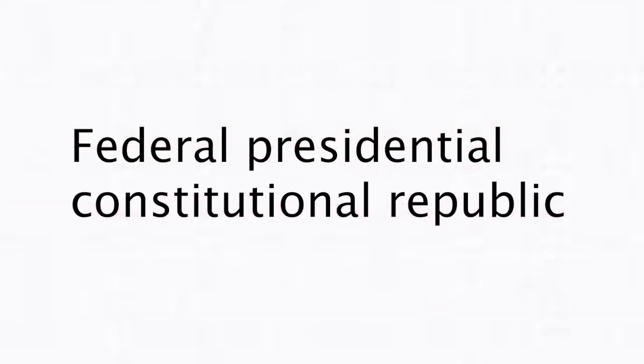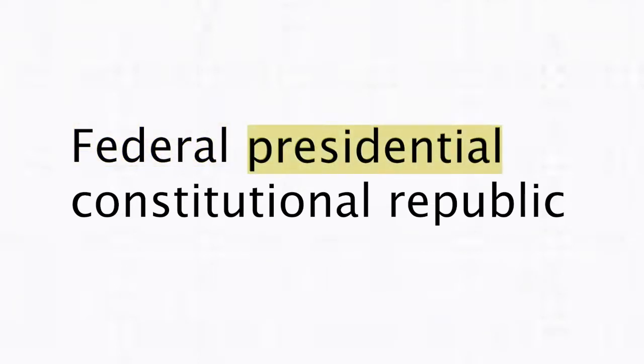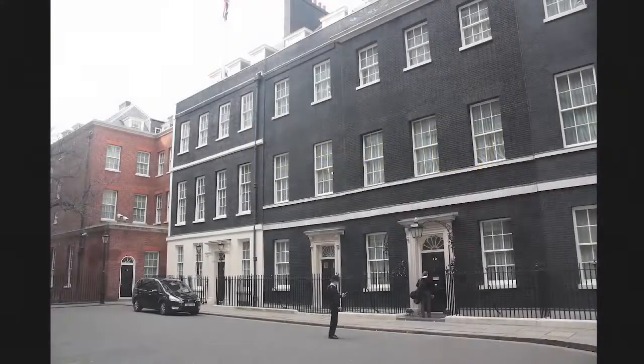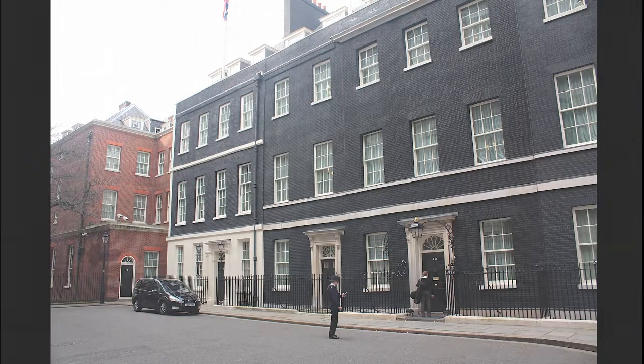The United States of America is described as a federal presidential constitutional republic. The term federal indicates that power is divided between a central government, called a federal government, and the governments of various regions called states in the US. Meanwhile, the term presidential indicates that the federal government is led by an official known as a president, instead of the prime ministers you sometimes see in parliamentary systems such as the United Kingdom.